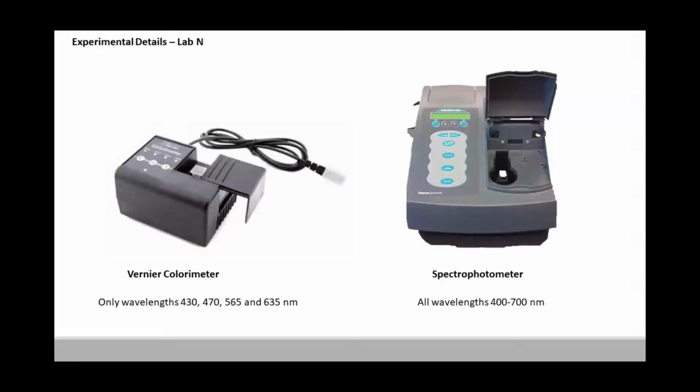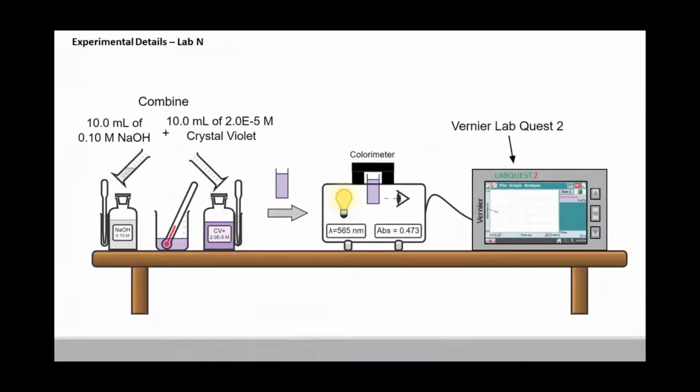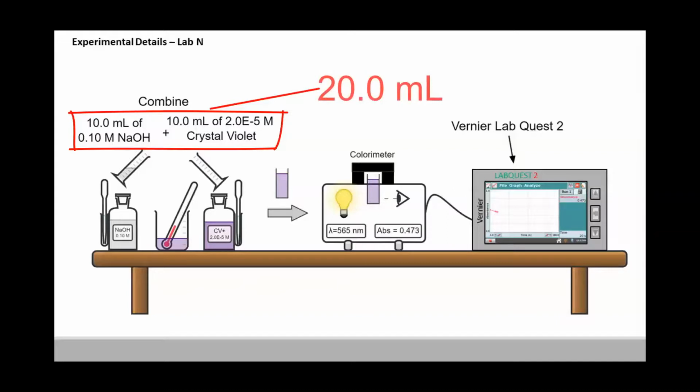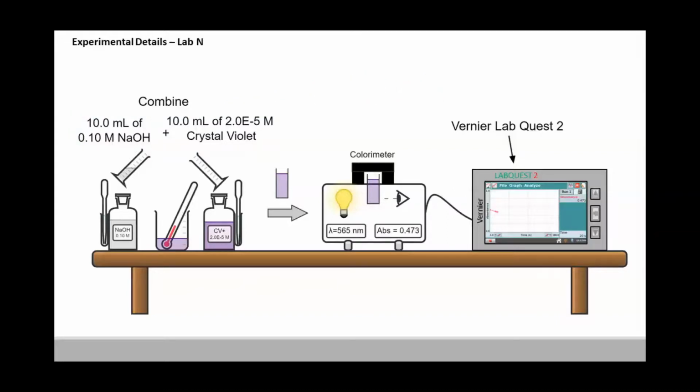We use a colorimeter because, unlike our spectrophotometers, it can be directly connected to the LabQuest 2, which therefore allows absorbance versus time data to be collected automatically. A second point before we get to the lab is related to the concentration of the reactants at the time of mixing. Note that because the final volume of the reaction mixture is 20 milliliters, both the crystal violet and the sodium hydroxide are diluted twofold from the original stock solution concentrations. This fact will be important as you present and process your experimental data.